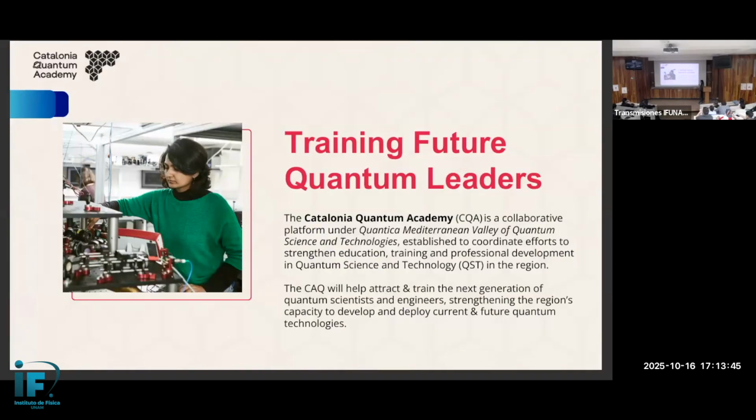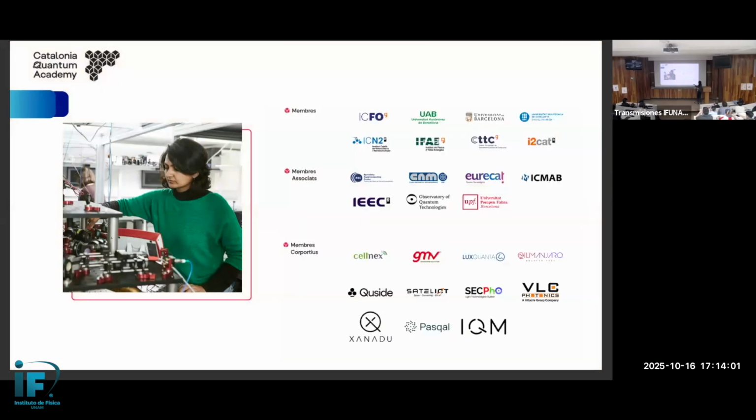I want to mention that this initiative exists. This is the Catalonia Quantum Academy. It's a platform led by ICFO that brings together many partners, research institute entities and also private companies, with the aim of strengthening the training in quantum science.